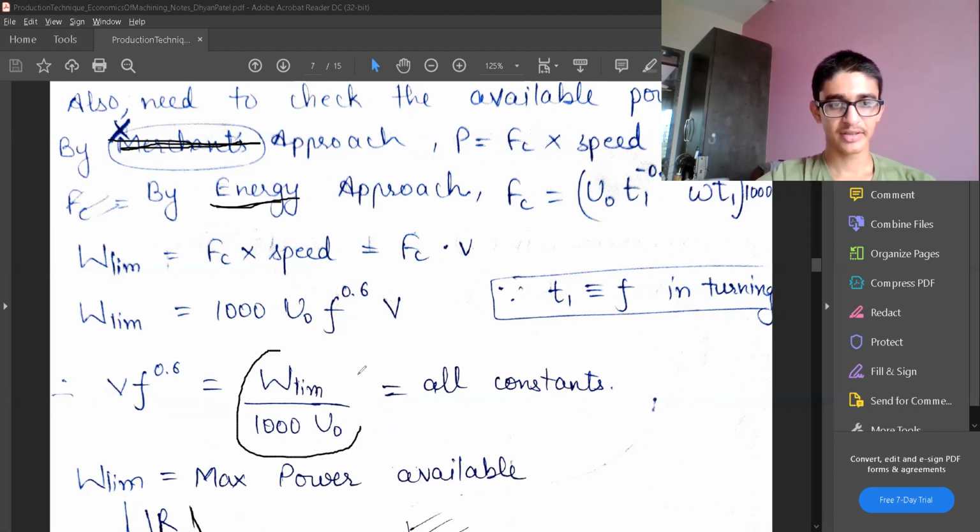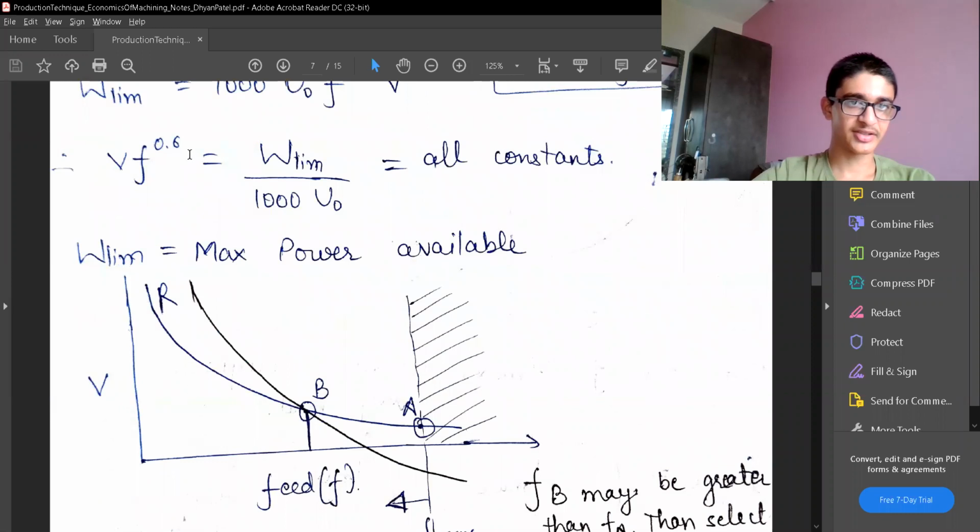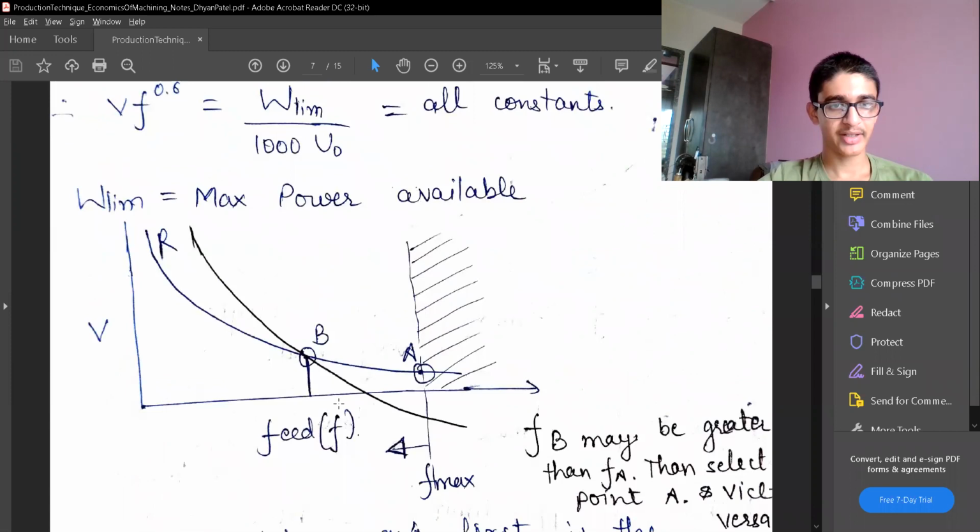So these are all constants. The W limit is coming from whatever electrical power source we have that can provide only 1 kilowatt or 2 kilowatt, whatever is the limit. I have 2-phase, 3-phase limit, domestic, residential limit, industrial limit, whatever. But there is a maximum power which is available to us, indicated by W limit. That will limit my V F raised to 0.6. So that means V F raised to 0.6 is a constant, and that can also be plotted in that V F chart. Earlier I had an R curve which was this. Let me redraw that.